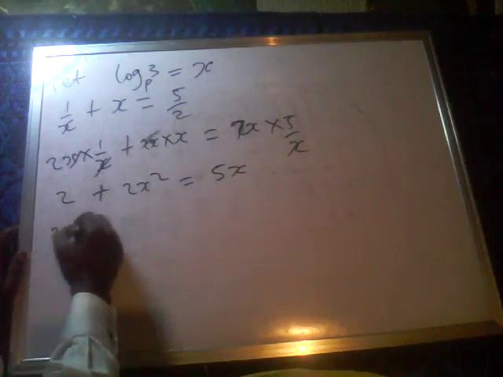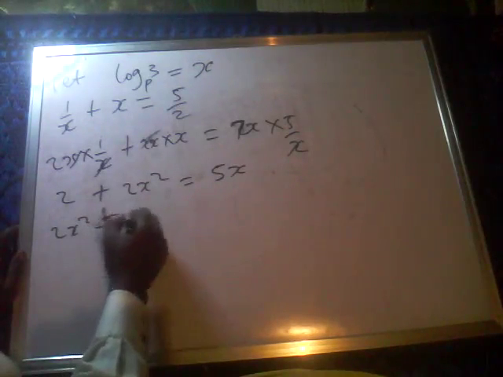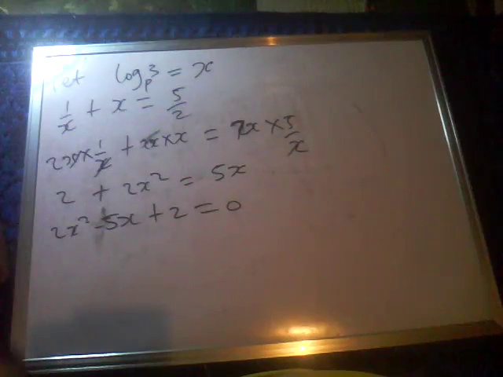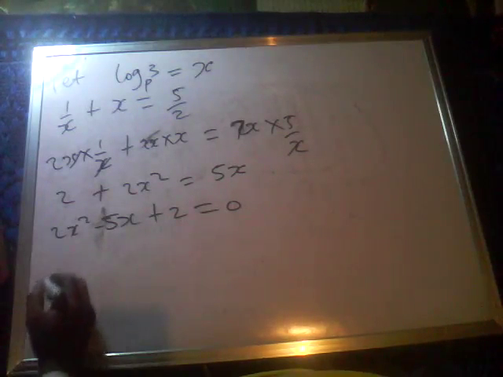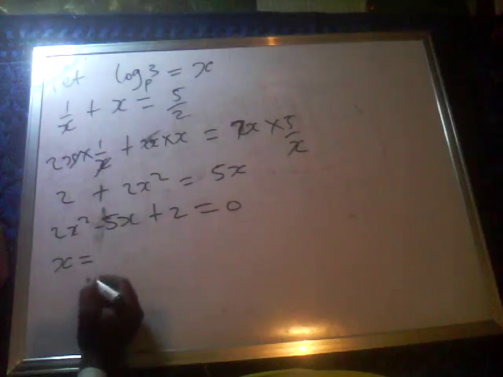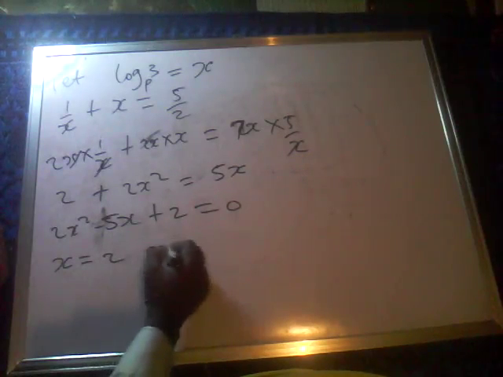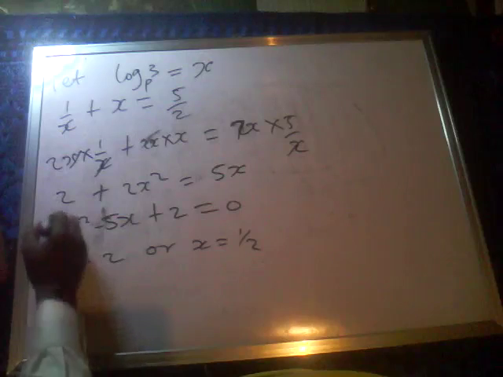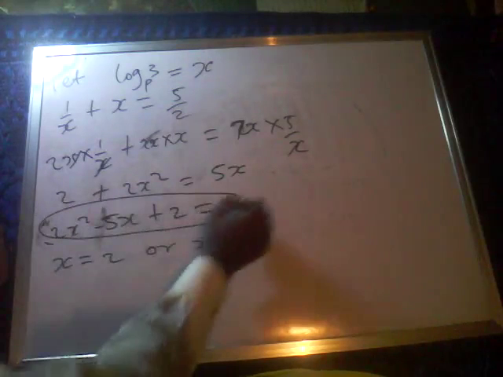Collecting like terms, we have 2x squared minus 5x plus 2 equals 0. So that takes us back to a quadratic equation. If we solve this equation quadratically, we're going to have x equal to 2, or x equal to 1 over 2. That is the solution of the equation we've arrived at.